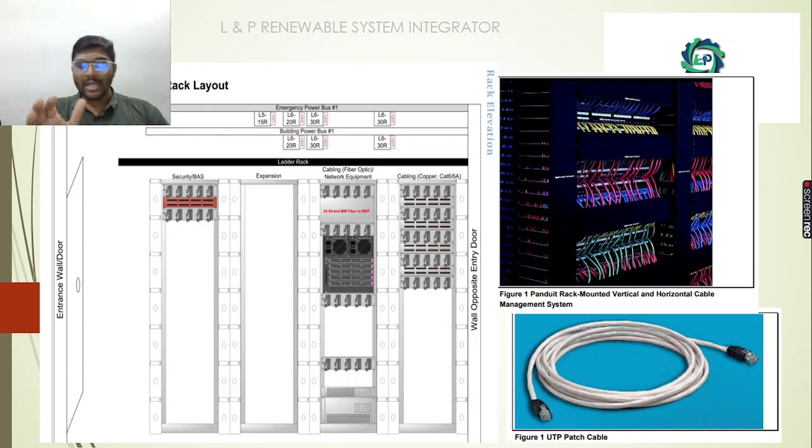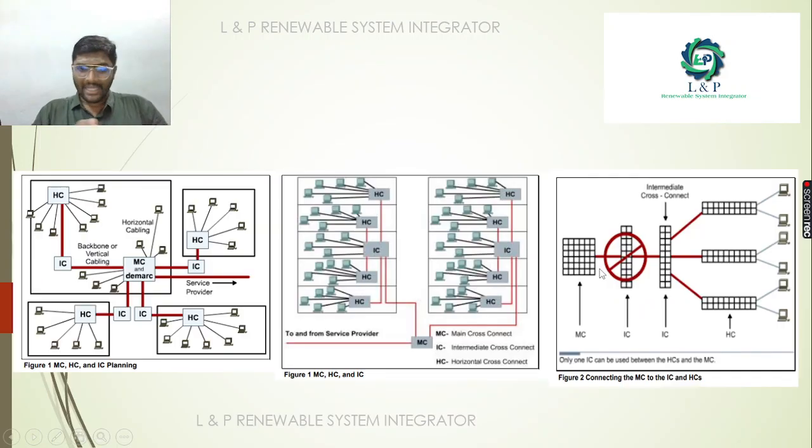So this is how an IDF rack layout looks like. As you can see, we have a security or building automation system. We also have the fiber optic network equipment inside it, and also the copper cabling, and also we have a provision of Cat6 or Cat6A cabling. This is how normal UTP patch cables look like. If you are making a vertical or a horizontal cable management in a rack, this is how it looks like.